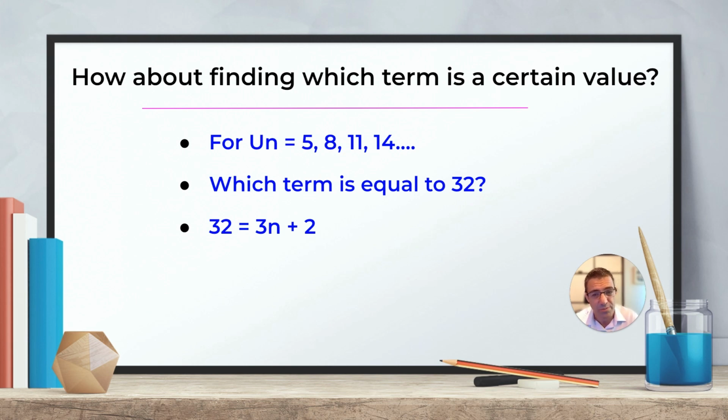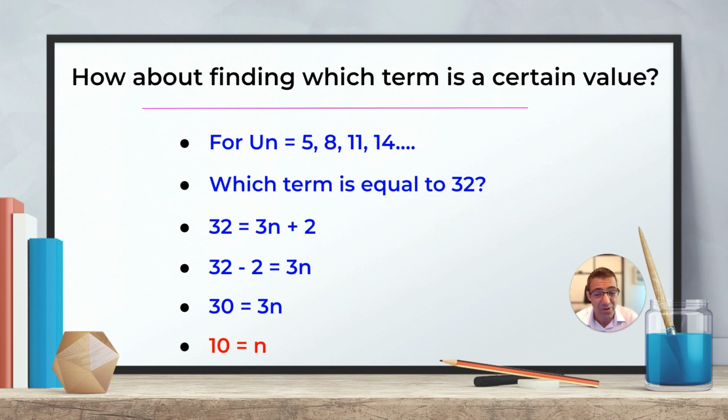And now we use algebra to solve it. So the plus 2 is going to move to the left, so plus becomes minus. So 32 minus 2 is equal to 3n, which means 30 is equal to 3n. And if you move the 3 to the other side, times becomes divide. And so 30 divided by 3 is 10. And so 10 is the value of n.